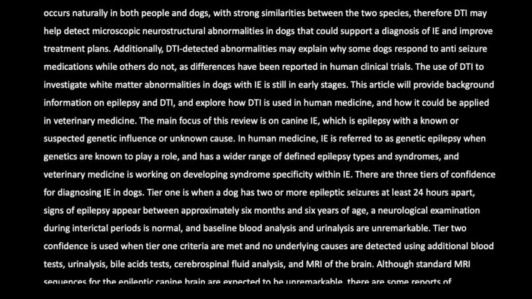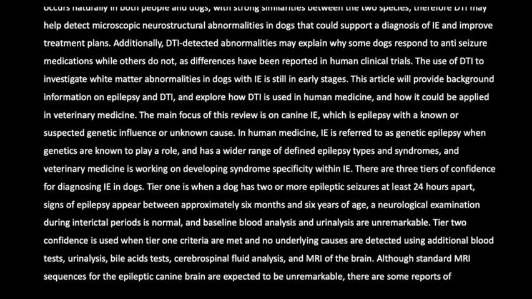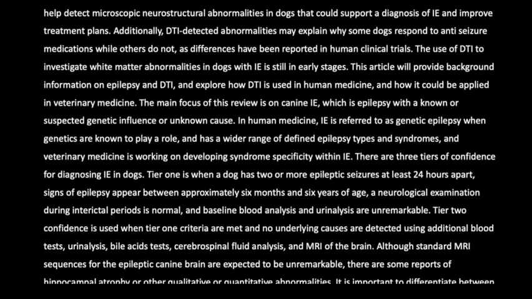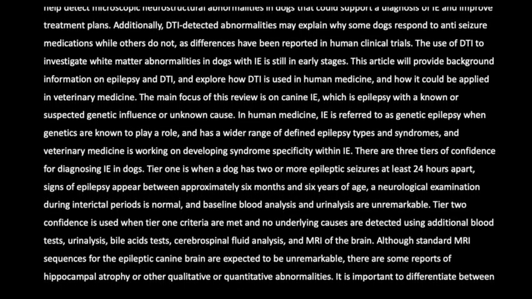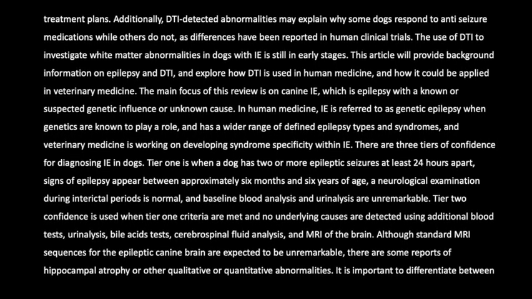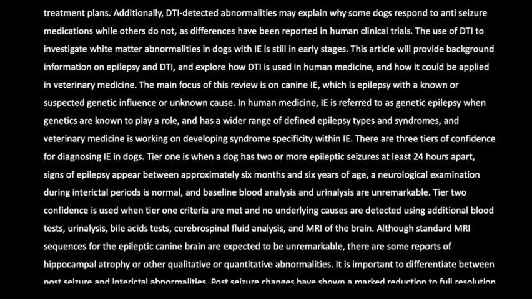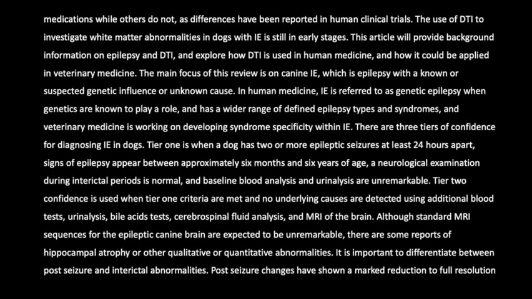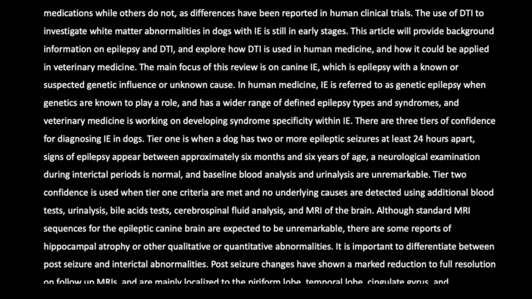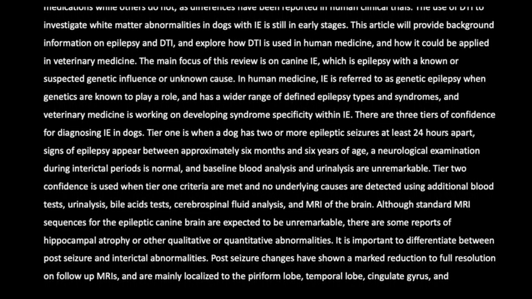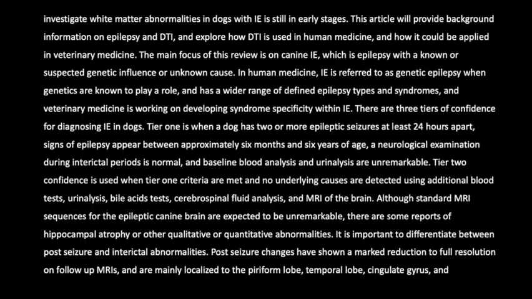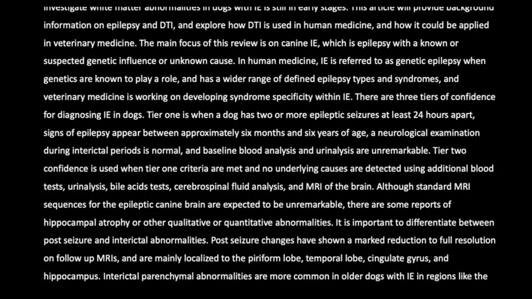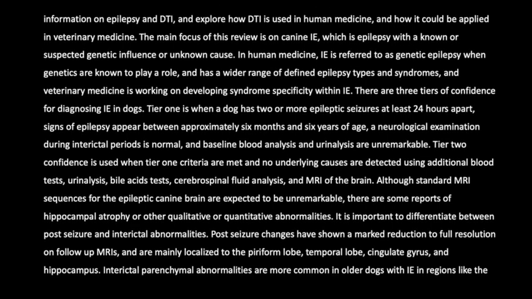The main focus of this review is on canine IE, which is epilepsy with a known or suspected genetic influence, or unknown cause. In human medicine, IE is referred to as genetic epilepsy when genetics are known to play a role, and has a wider range of defined epilepsy types and syndromes, and veterinary medicine is working on developing syndrome specificity within IE. There are 3 tiers of confidence for diagnosing IE in dogs. Tier 1 is when a dog has 2 or more epileptic seizures at least 24 hours apart.